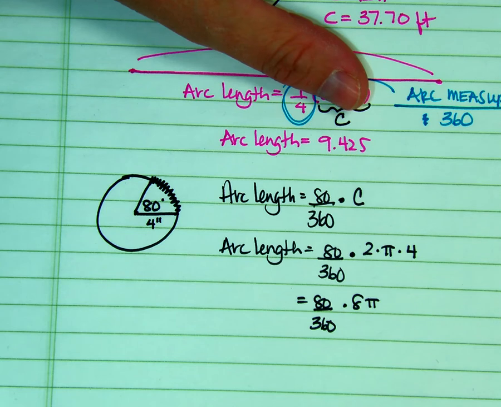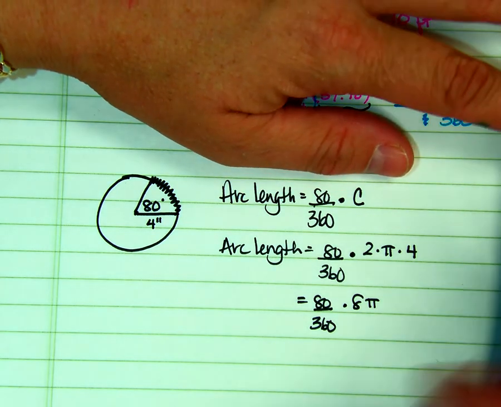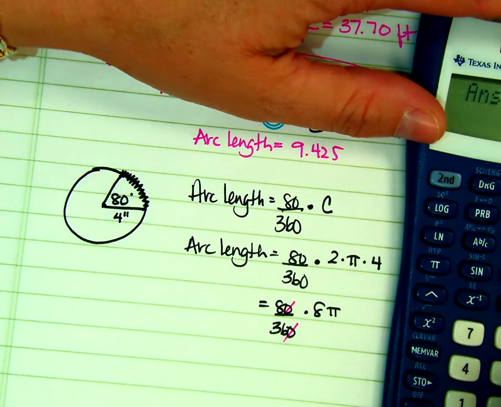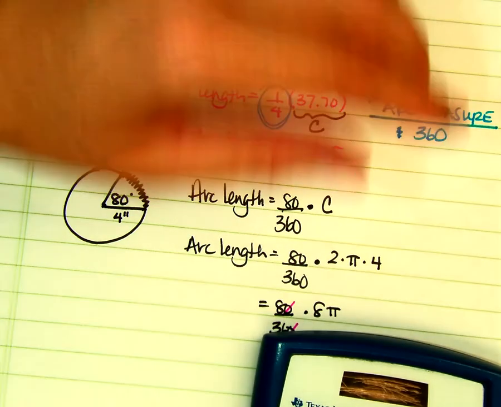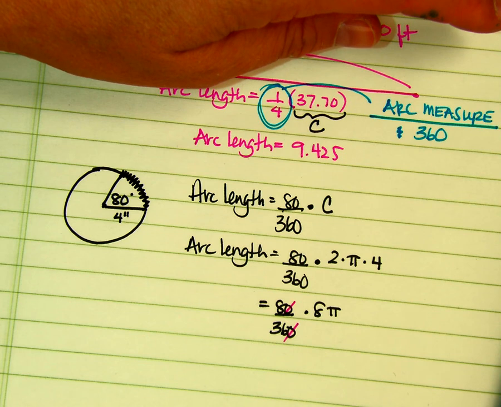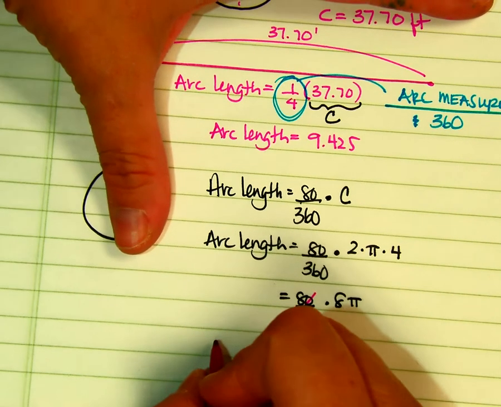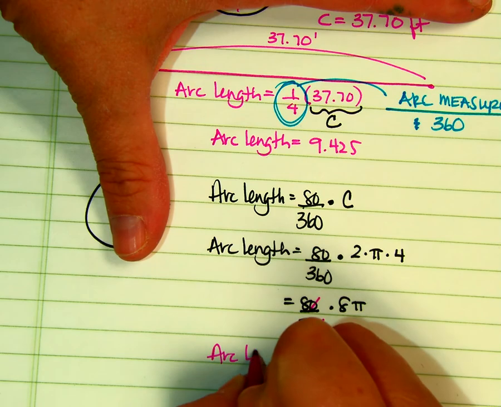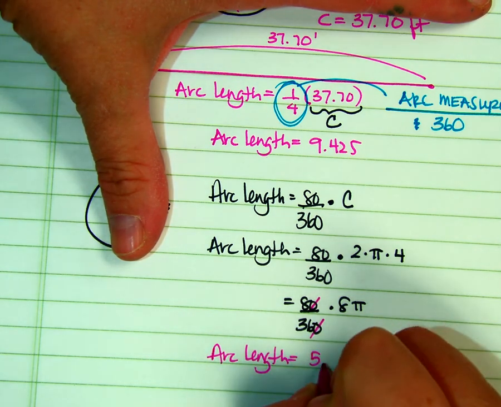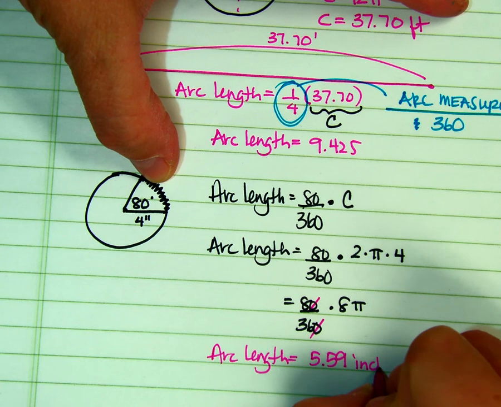I could chuck all that in my calculator. I know that both numerator and denominator can divide by 10. So that's going to get rid of those zeros. So if I multiply straight across, I have 8 times 8 times pi and divide that by 36. So my arc length would equal 5.59. And this would be inches.